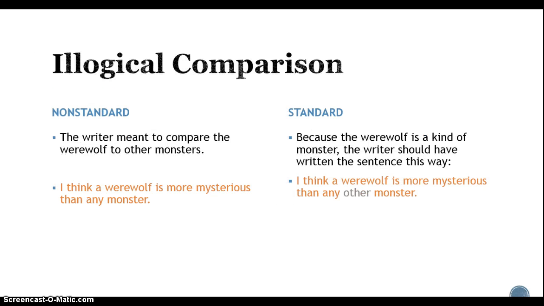Now, here's what should have happened. The werewolf is a kind of monster, so the writer should have written the sentence in this way. I think a werewolf is more mysterious than any other monster. Putting the word other in there means we're comparing one kind of monster to all monsters. We're comparing one part of the group, the monster group, comparing werewolves, to the large group that includes all monsters. So that's what an illogical comparison would be, and that's how to fix one.